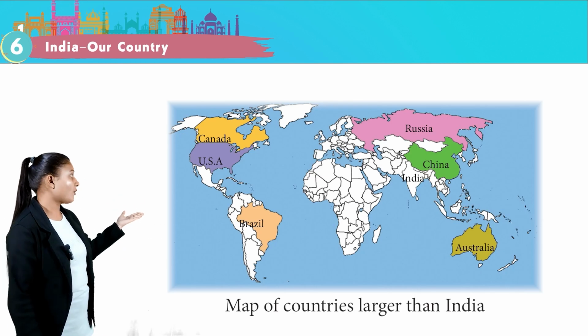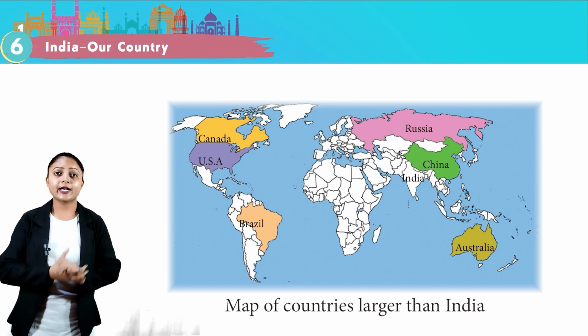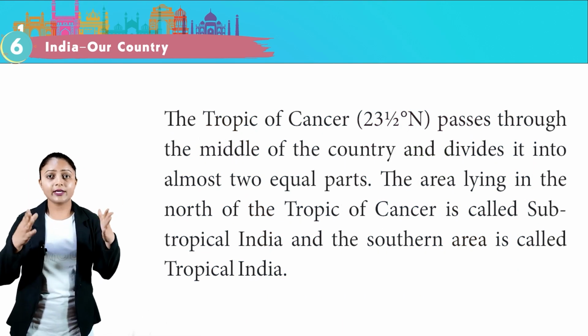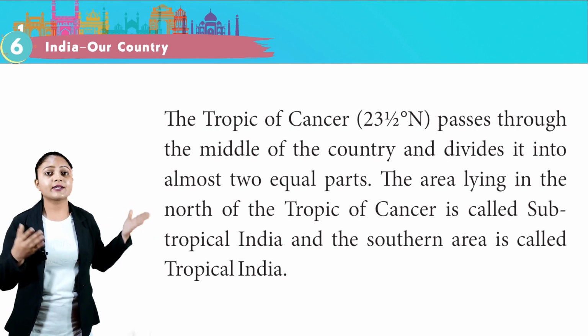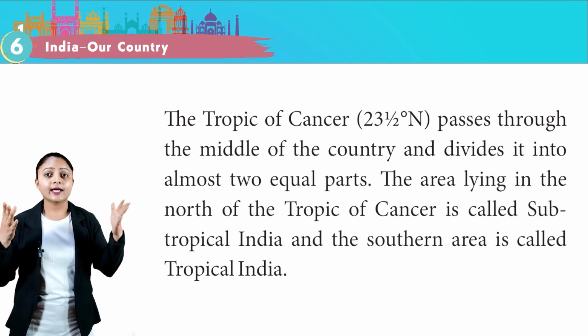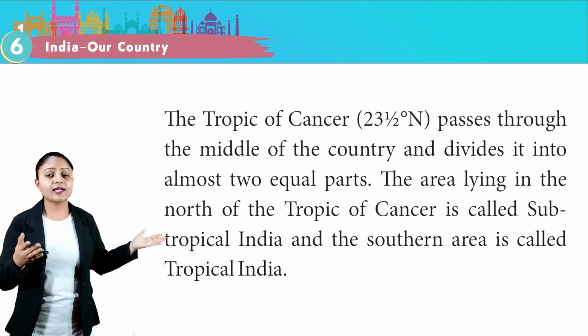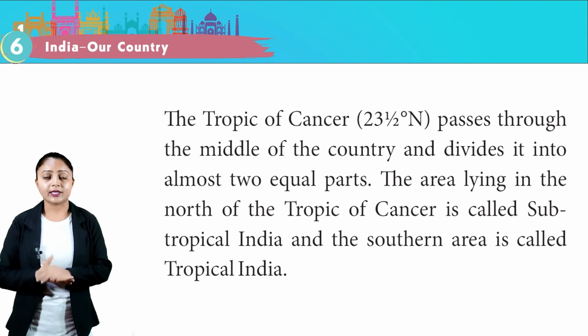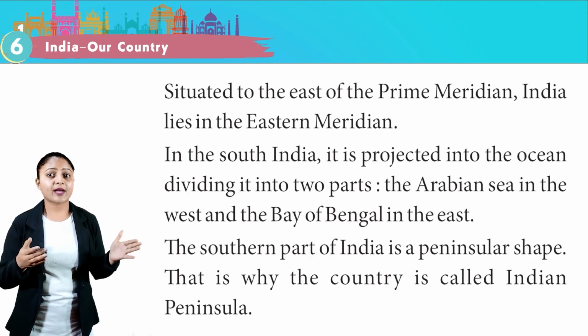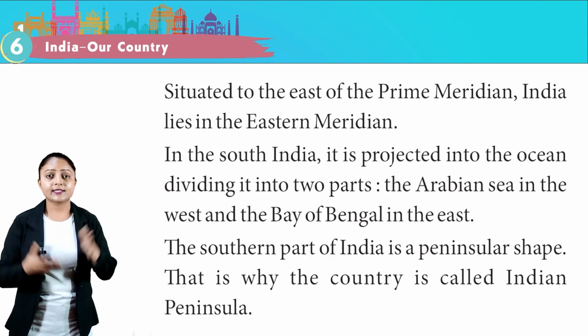This is the image of the map of countries larger than India. The Tropic of Cancer, 23.5 degrees north, passes through the middle of the country and divides it into almost two equal parts. The area lying in the north of the Tropic of Cancer is called subtropical India and the southern area is called tropical India. Situated to the east of the prime meridian, India lies in the eastern hemisphere.